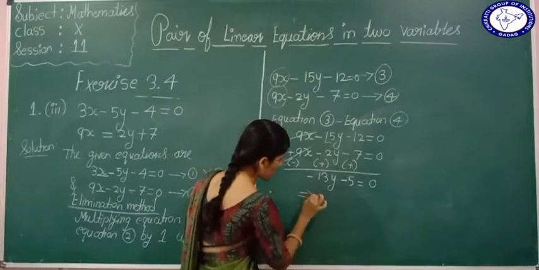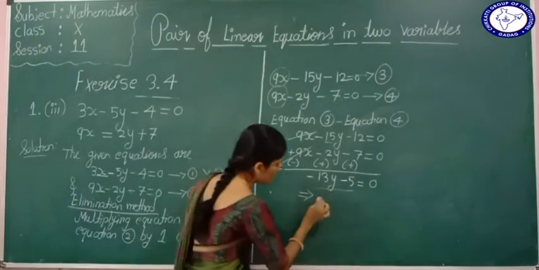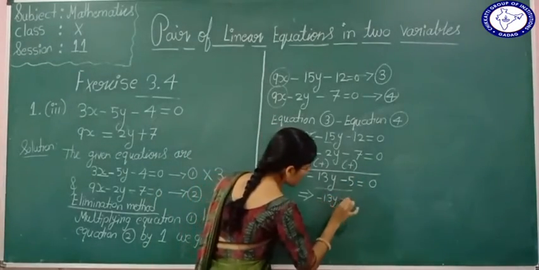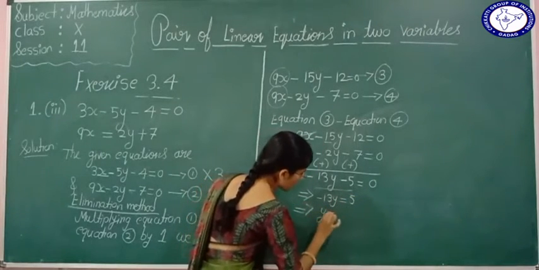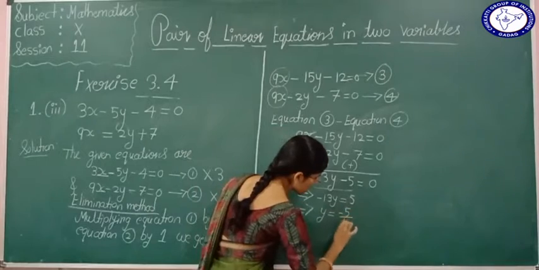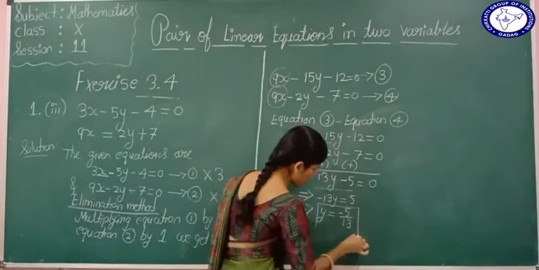So this implies now we can get the value of y here. Yes or no? Now see here, minus 13y is equal to 5. This implies y is equal to minus 5 by 13. Now, we got the value of y.